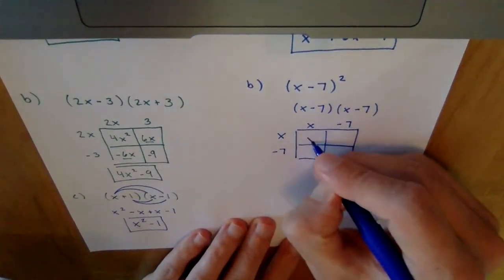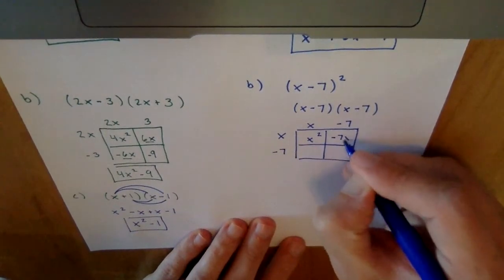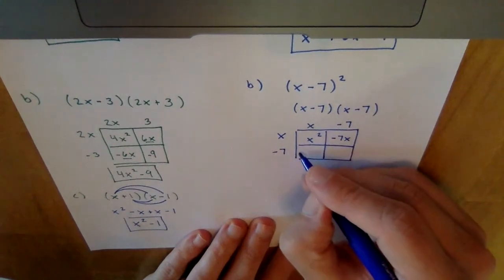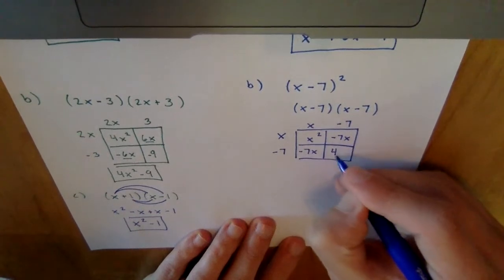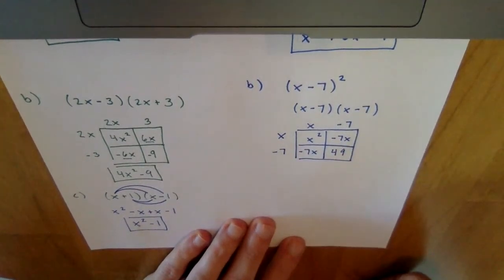So x times x is x squared. x times negative 7 is negative 7x. Down to the bottom here, x times negative 7 is negative 7x. And negative 7 times negative 7 is positive 49, right? A negative and a negative gives me positive 49.